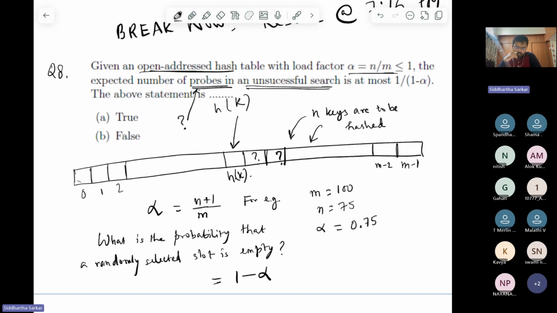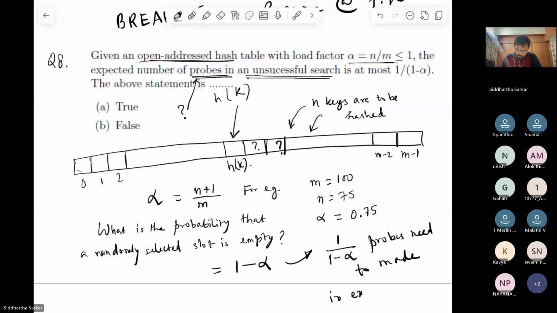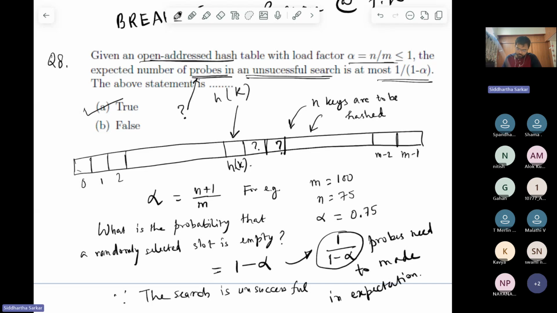So that means if you come to an empty slot and don't find anything, then in expectation, the reciprocal of that, 1 by (1 minus alpha) probes, need to be made, because this search is unsuccessful. Okay, so that's how we get 1 by (1 minus alpha) probes at the most.